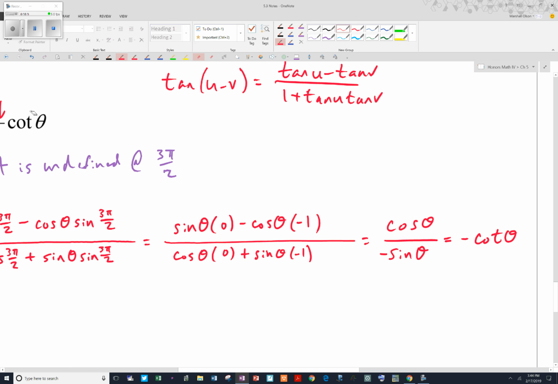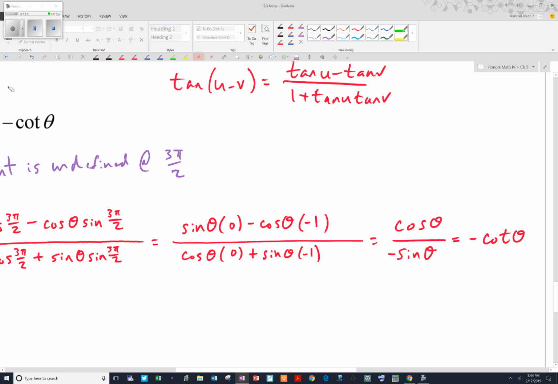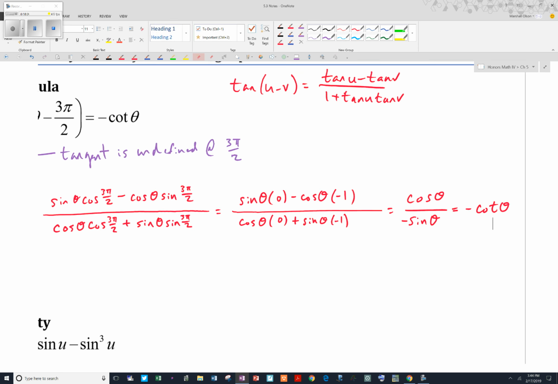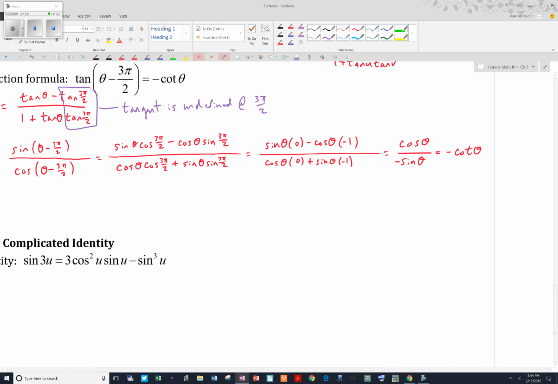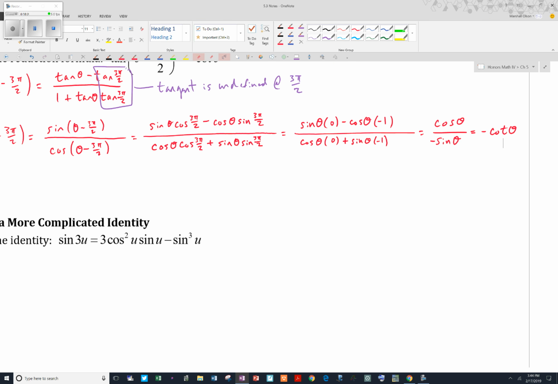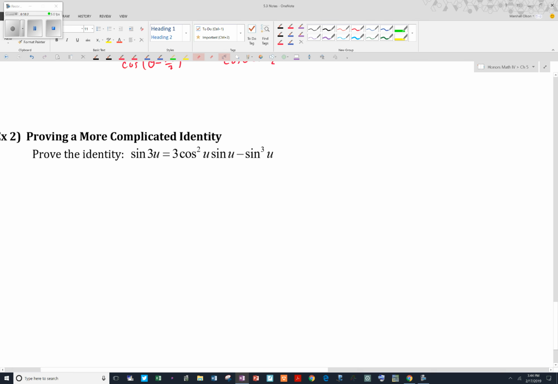Got that right-hand side. Nice thing about verifying problems is you can catch your own mistakes. Or maybe I should just look at my notes as I'm working here. All right, last one. A little bit more complicated.